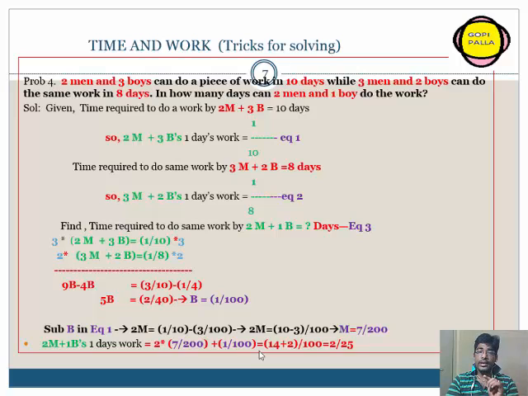So we have to find out what 2m plus 1b is equal to. This is simply plugging in the values in this equation. 2 into m, which is 7 by 200, plus 1b, which is 1 by 100, that equals 2 by 25. So this is 1 day's work. What they have asked is how many days are required. So the total time required to complete the work by a combination of 2 men plus 1 boy is, we have to invert it, 25 by 2 days.